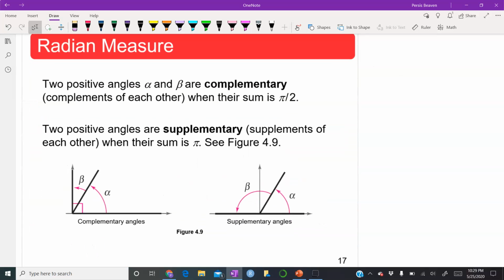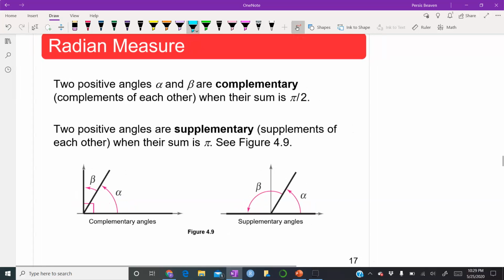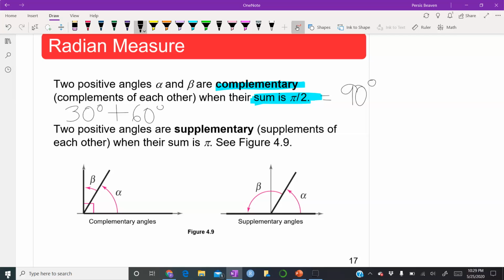So this is something that perhaps you have heard about since elementary or middle school or high school, that two angles happen to be complementary. If the sum of those two angles, if you add them, you get pi over 2, or just to refresh your memory, that is equal to 90 degrees. So if you add two angles, like let's say 30 degrees plus 60 degrees, you will get 90 degrees. So those two angles, 30 and 60, are supposed to be complementary.